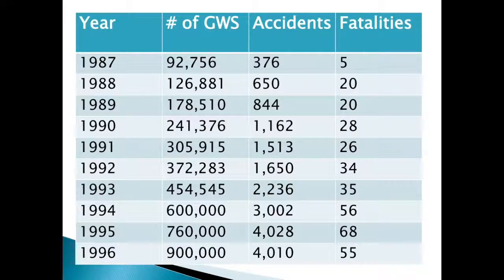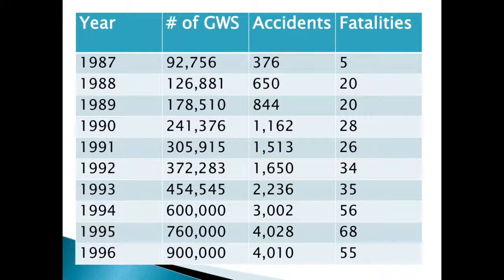In this case, we're going to start with the number of great white sharks and the number of accidents related to great white sharks, and we're going to create a scatter plot and use the scatter plot to see if there's any pattern or trend that we can conclude from the way the graph looks. We're going to let the number of great white sharks be our x value and the number of accidents caused by great white sharks be our y value to create our ordered pairs. So for your first ordered pair, we'd have 92, 756, 376, and so on.